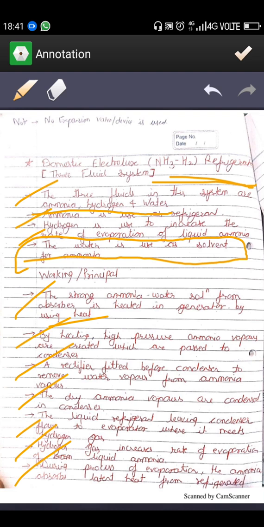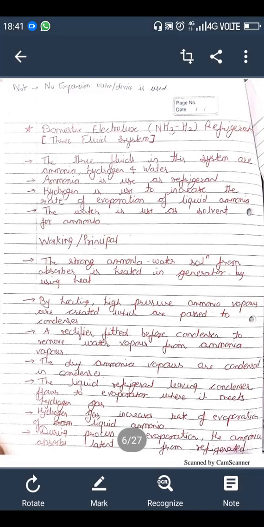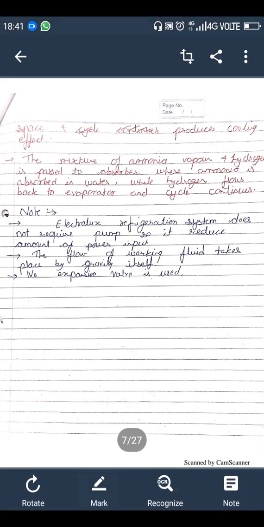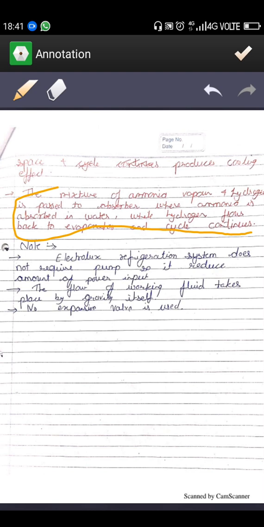During this process of evaporation, the ammonia absorbs latent heat of evaporation from the evaporator and produces the cooling effect. Then the mixture of ammonia vapor and hydrogen is passed to the absorber where ammonia is absorbed in water while hydrogen flows back to the evaporator. Note here, the Electrolux refrigeration system does not require a pump, so it reduces the amount of power input. The flow of working fluid takes place by gravity itself. No expansion valve is used.